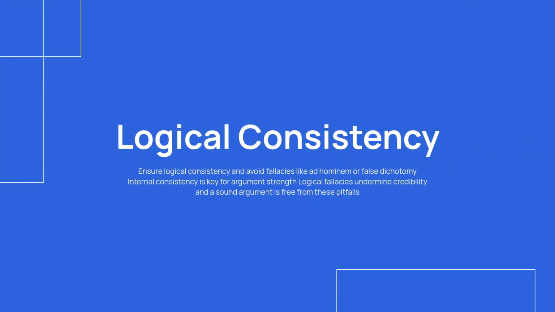Ensure logical consistency and absence of fallacies. Avoid errors like ad hominem or false dichotomy. Internal consistency is crucial for argument strength. Logical fallacies undermine credibility. A sound argument is free from these pitfalls.